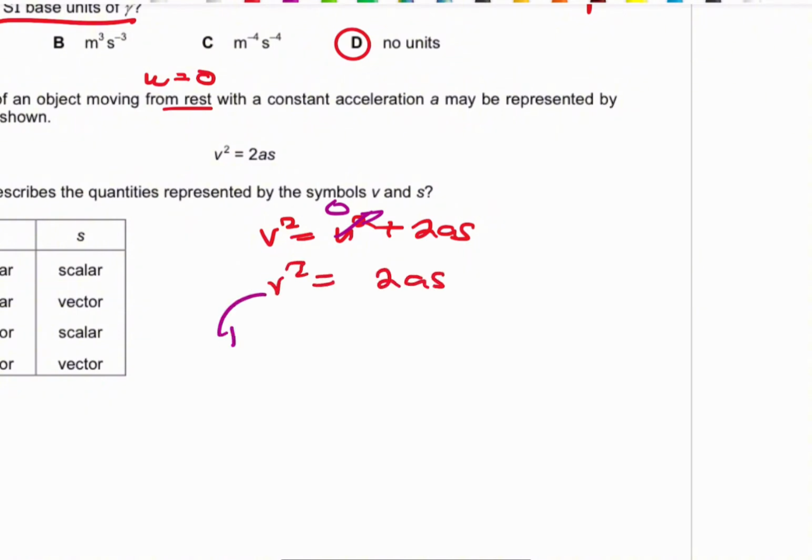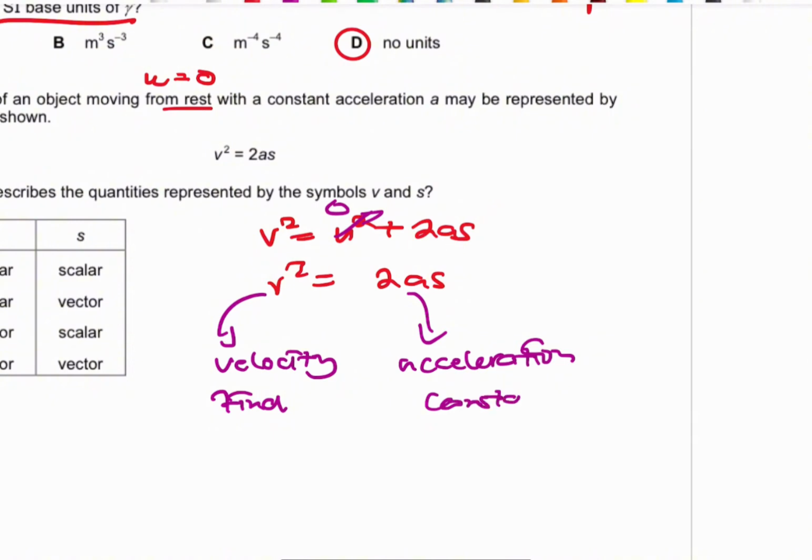So v is the velocity. But what kind of velocity? It is the final velocity. a is the acceleration, which is constant, right? And s is basically the displacement, okay? So s is the displacement, right?